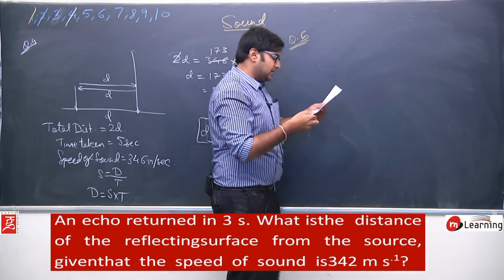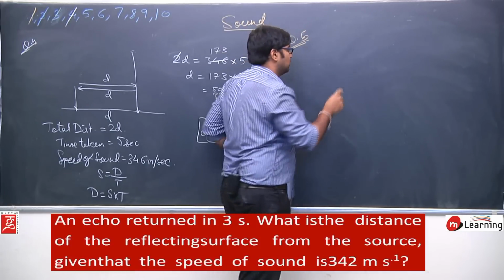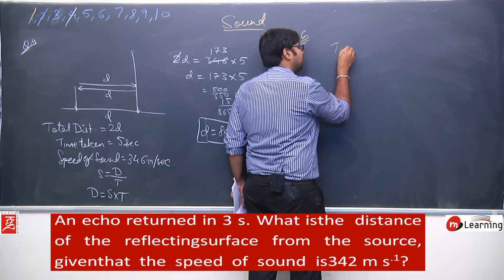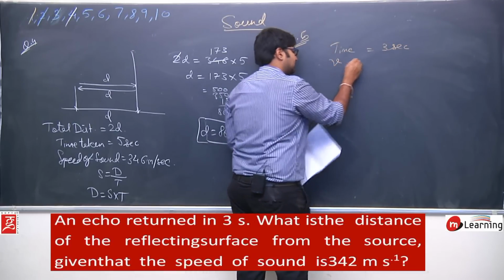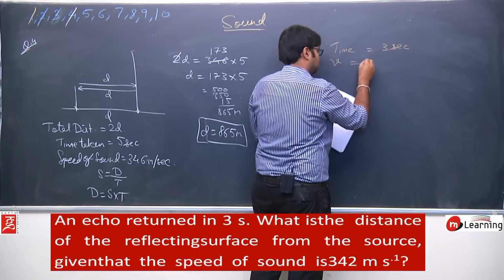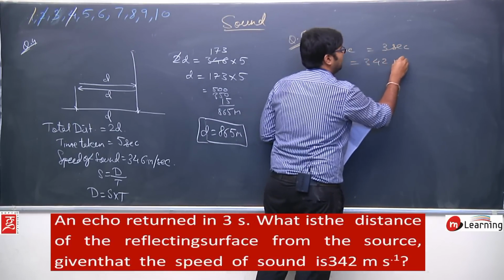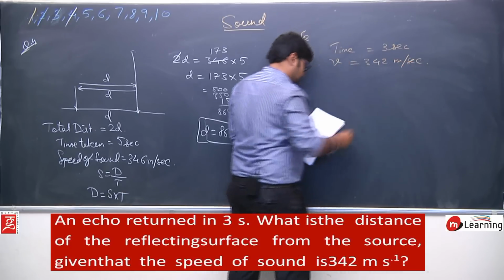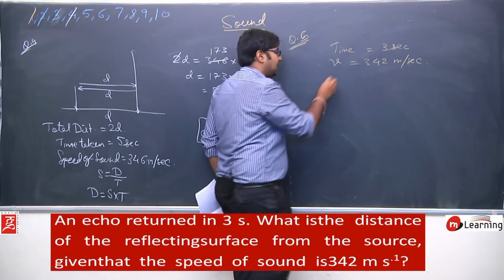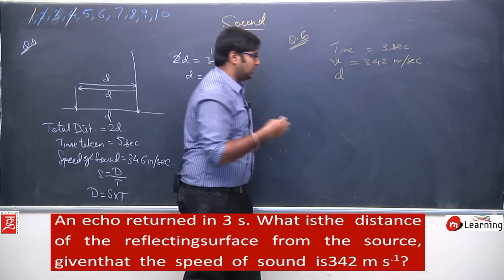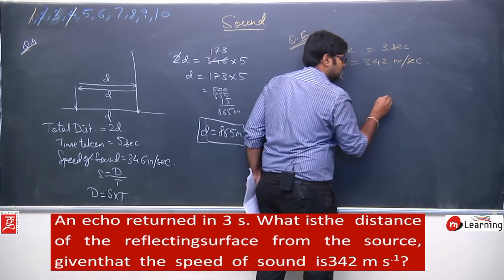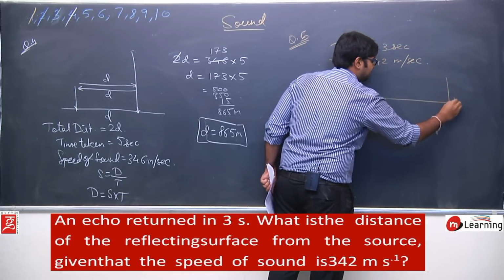It says an echo returns in 3 seconds. So the time for which the sound travels is 3 seconds. The speed with which it travels is 342 meters per second. And we have to find the distance of the reflecting surface from the source. Let us say this is the source and this is the reflecting surface R.